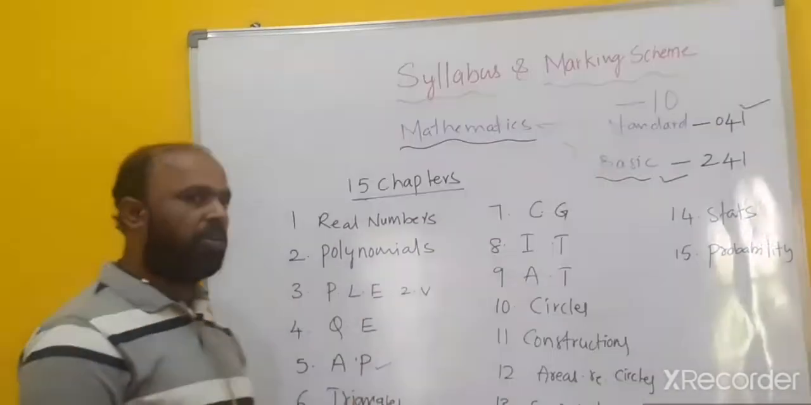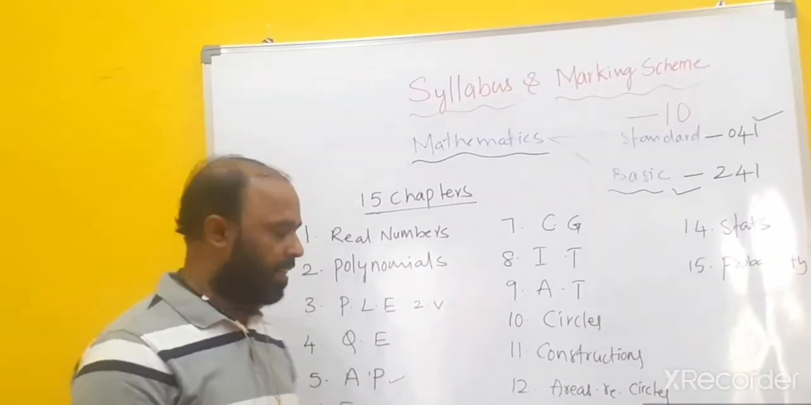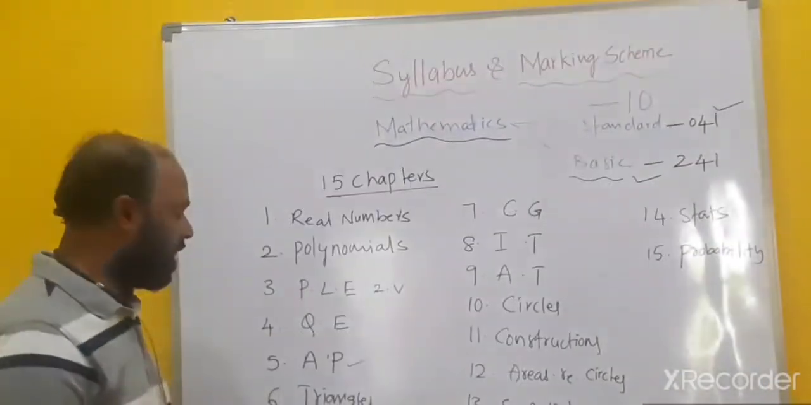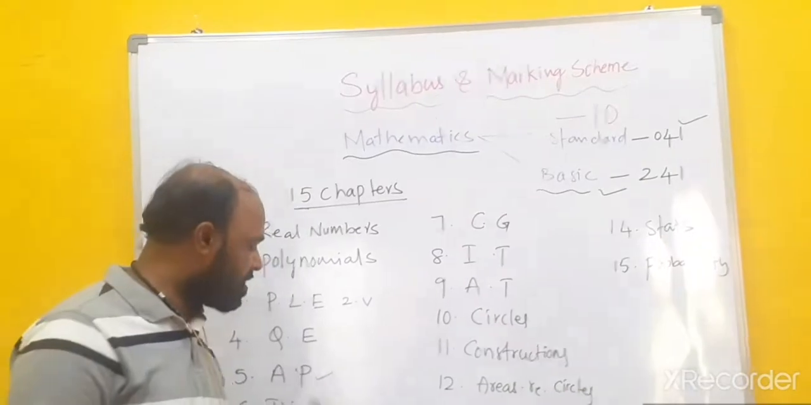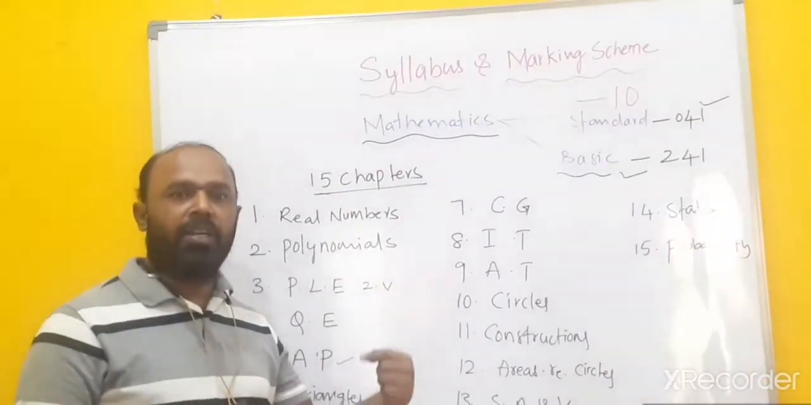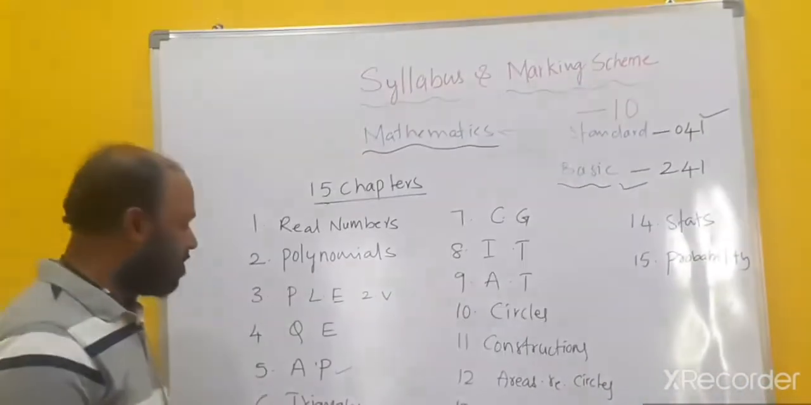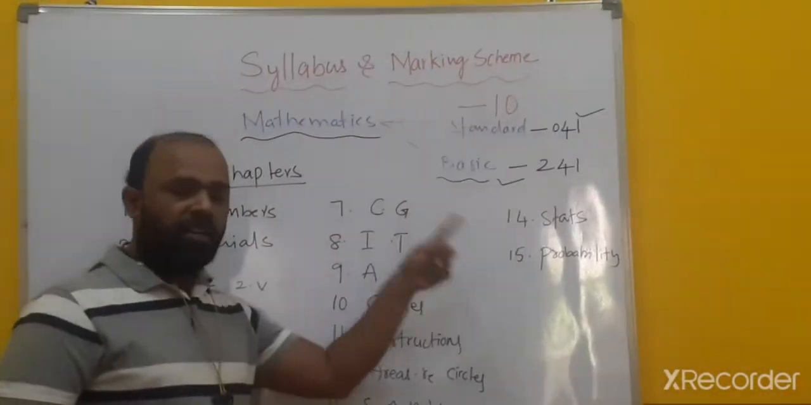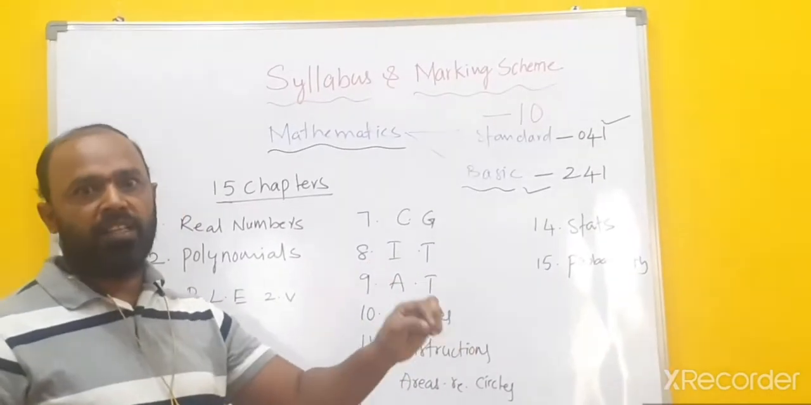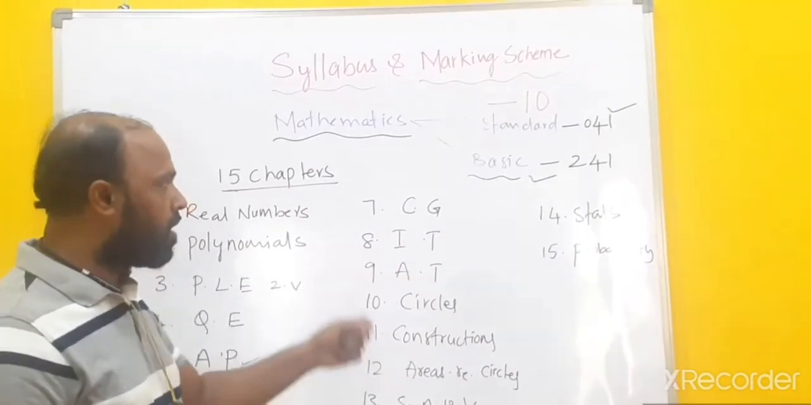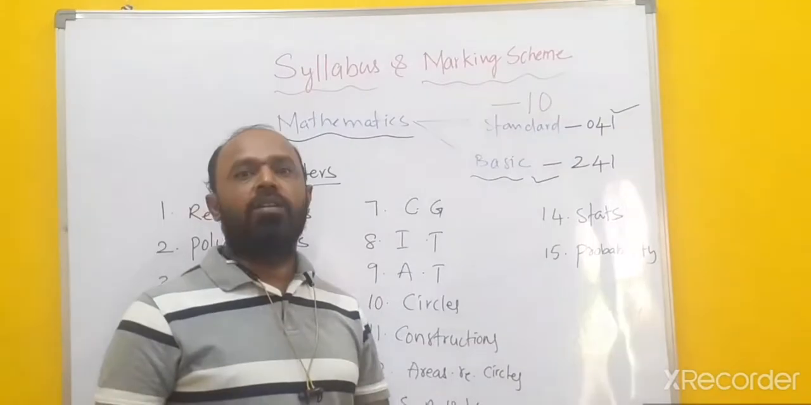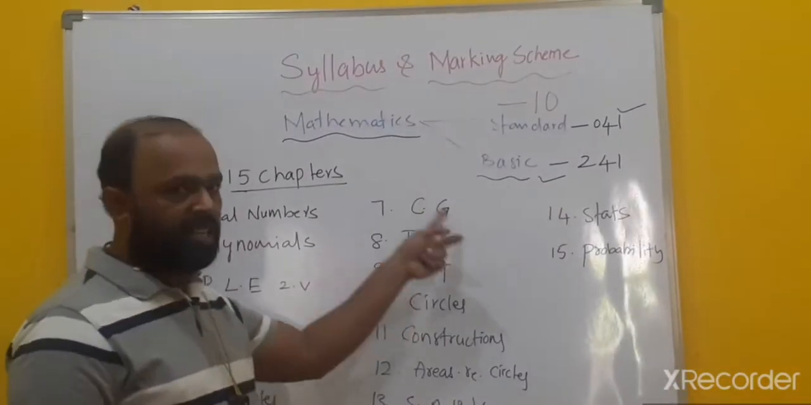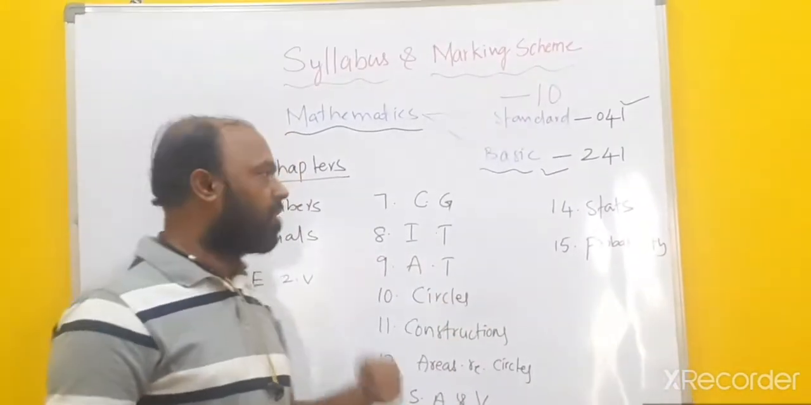Arithmetic progression is nothing but a number series. And triangles, you have done from class 7th onwards, but a little extra is there here: Pythagoras theorem, basic proportionality theorem, areas theorem. Then coordinate geometry, that was already in class 9th. In class 9th you just plotted the points. Now we have to find the distance between two points using formulas: section formula, distance formula, and area of triangle formula.